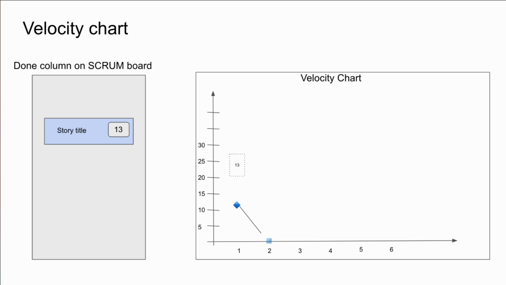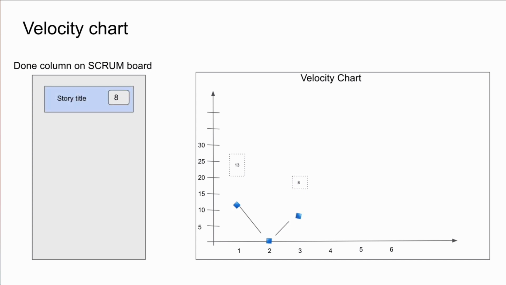And the same goes for the next sprint. If they didn't finish anything, remembering the burn down chart, we showed that they didn't complete any stories. That means that the velocity goes down to 0. And the following sprint they finished 8 points. That means that the velocity is 8.